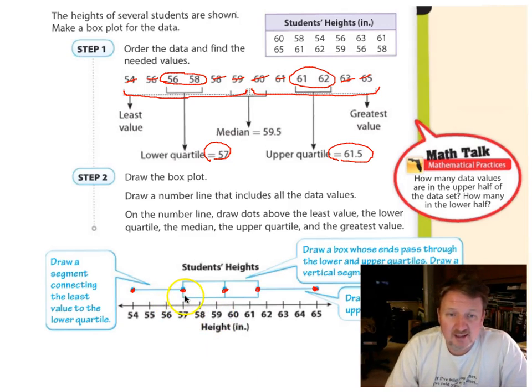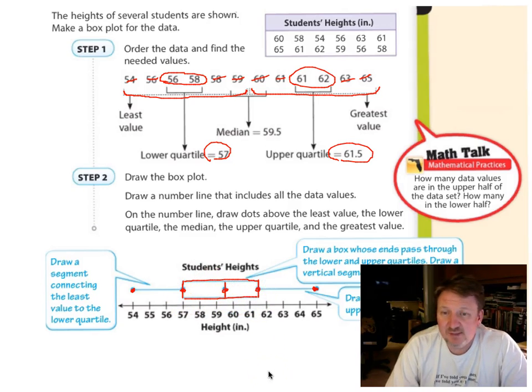Then at the median of the lower quartile, you draw a vertical line. At the median of the upper quartile, you draw a vertical line. And then at the median of the entire data set, you draw a vertical line. And then you just box it in.